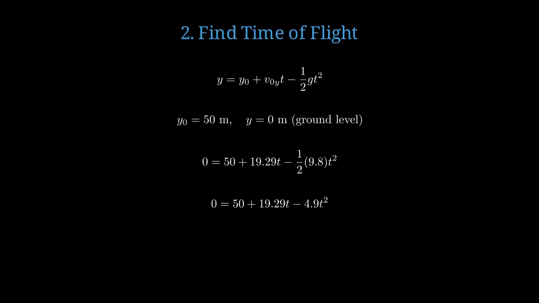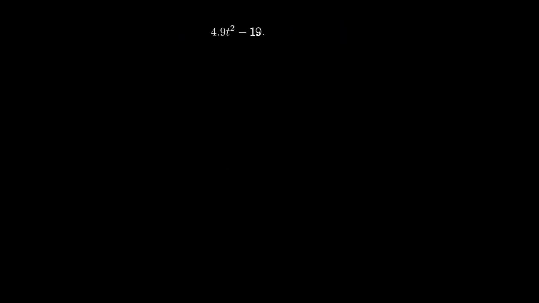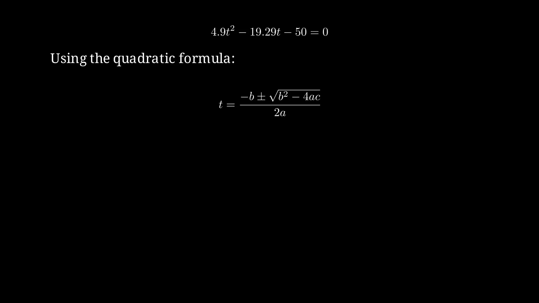Simplifying, 0 equals 50 plus 19.29t minus 4.9t squared. Rearranging, 4.9t squared minus 19.29t minus 50 equals 0. We'll solve this using the quadratic formula. The quadratic formula is t equals negative b plus or minus the square root of b squared minus 4ac all over 2a. Our coefficients are a equals 4.9, b equals negative 19.29, and c equals negative 50.